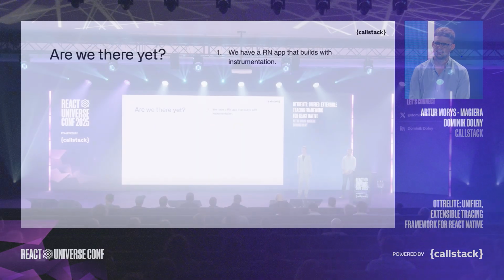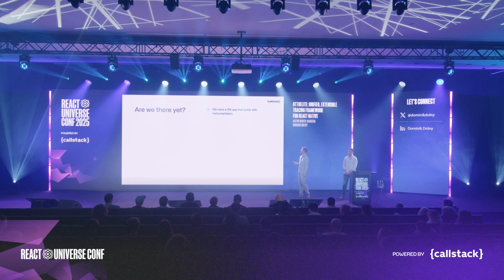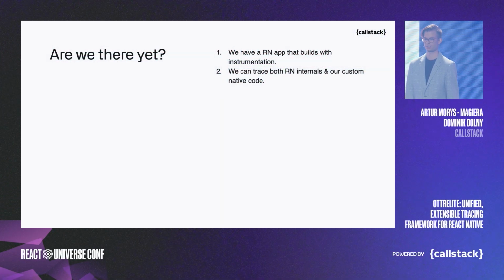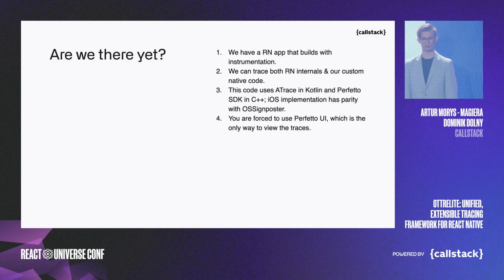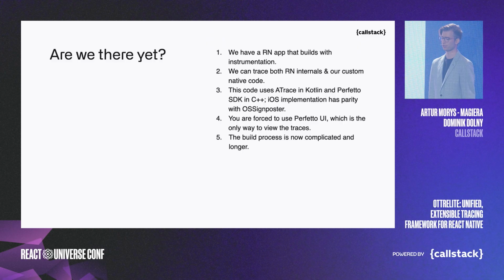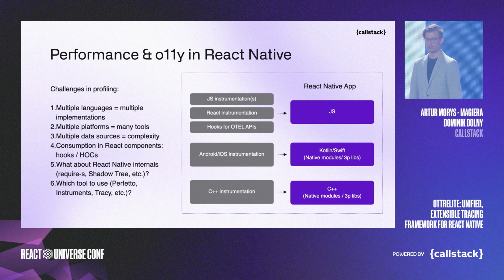So now let's review what we have done so far. We have a React Native app that builds. It has instrumentation in place. We can trace both React Native internals and our custom code wherever we place our instrumentation. We are limited to recording the traces using the tool integrated with React Native of our choice that we have enabled. And the consequence is that we need to use the corresponding visualization tools, such as Perfetto UI in the case of Android. After we iterated that, let's explore the challenges that a perfect solution would need to tackle.